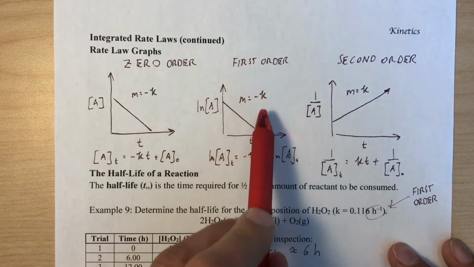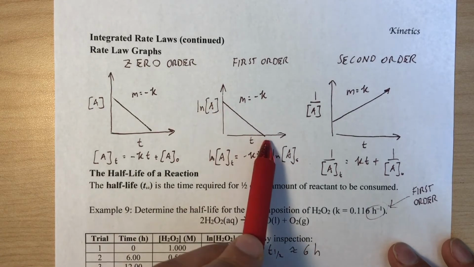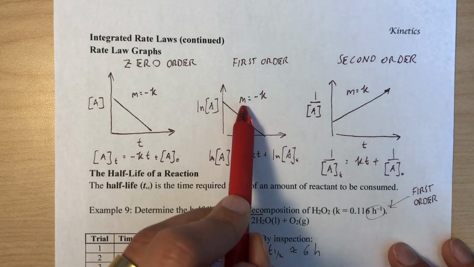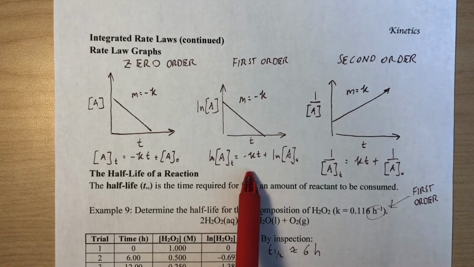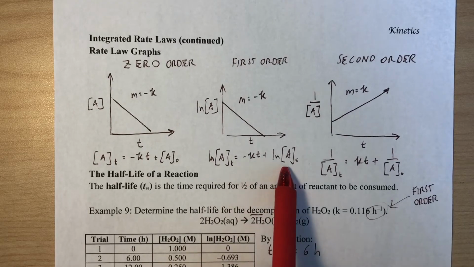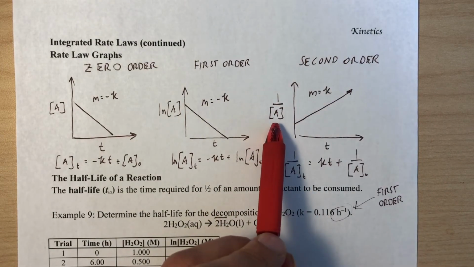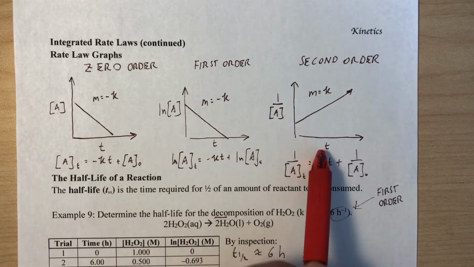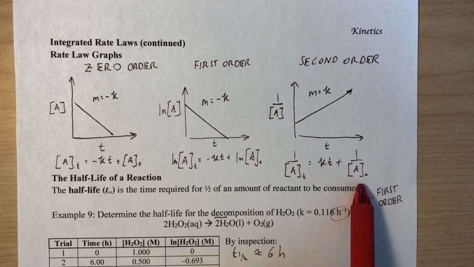For a first order reaction, which we just saw, the natural log of A is plotted against t to give you a linear line, where m is equal to negative k, and the equation for the linear line is the natural log of A sub t is equal to negative kt plus the natural log of A initially. Finally, if we plot a second order reaction, we get a linear line when we plot 1 over A versus t, and the slope is positive k. So we get 1 over the concentration of A at t is equal to kt plus 1 over the concentration of A initially.